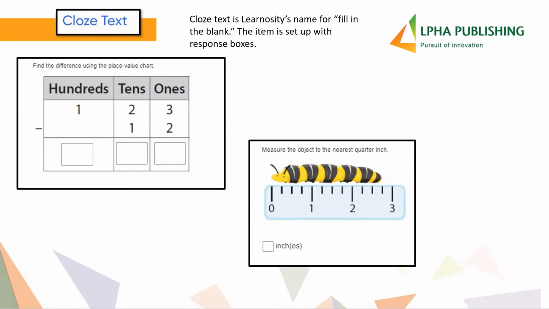But closed text is what Lurnocity calls fill in the blank, and the items are set up with response boxes. So this first one for math is find the difference using place value, and students are going to input their answer into 3 boxes. Or they're going to measure to the nearest 1/4 inch, and they're going to add their answer here as well. So for all grade levels, we have closed text items, not for reading, but for math and science.